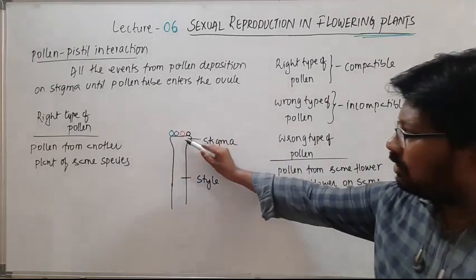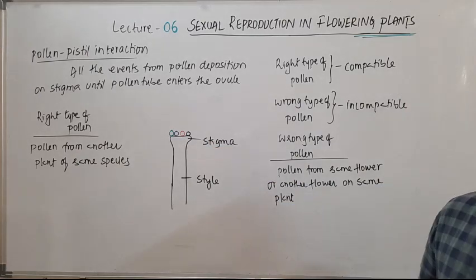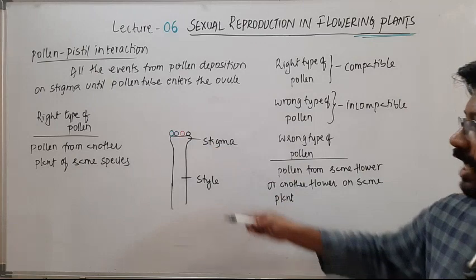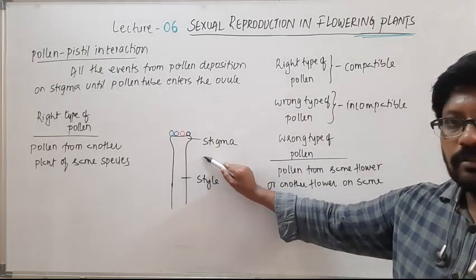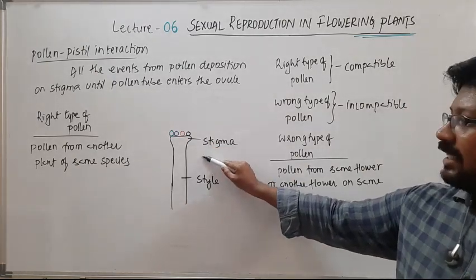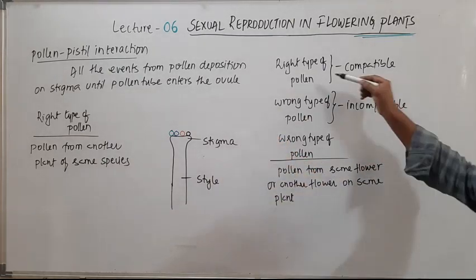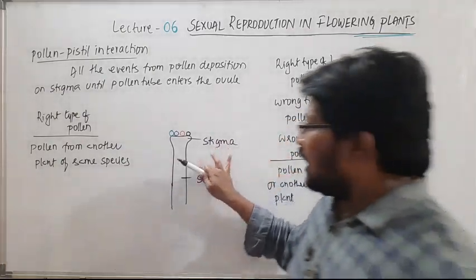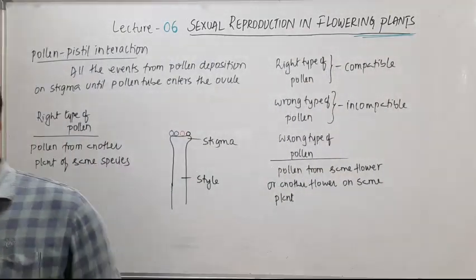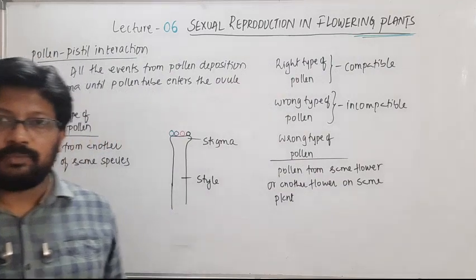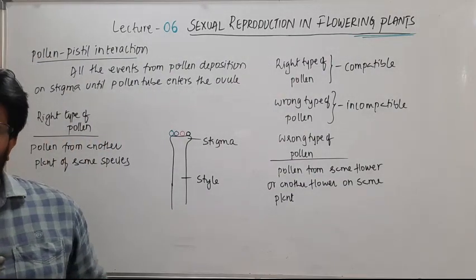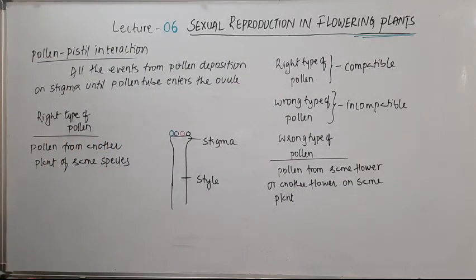So here, as I told, with the various colors I indicated that they are pollen from various sources. Now, the plant should have this ability to identify which is the right type of pollen, and if it is the right type of pollen, then it will allow the pollen germination and the growth of the pollen tube. And if it is the wrong type of pollen, then the plant will reject that pollen.